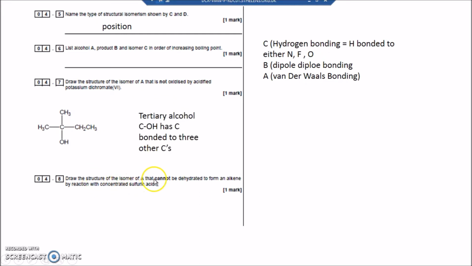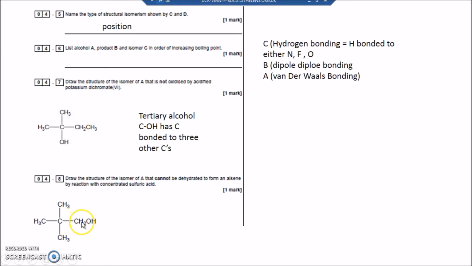Draw the structure of the isomer A that cannot be dehydrated to form an alkene. So you're looking for a C with an OH, and the carbon bonded to it either way has not got an H. So let's have a look at this one. So you've got CH2OH. So the OH here bonded to a C needs an adjacent carbon to that carbon with an H, and it hasn't.